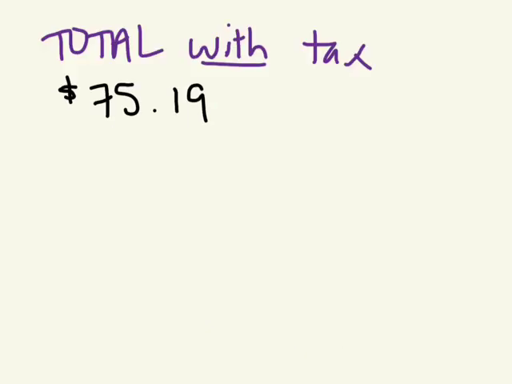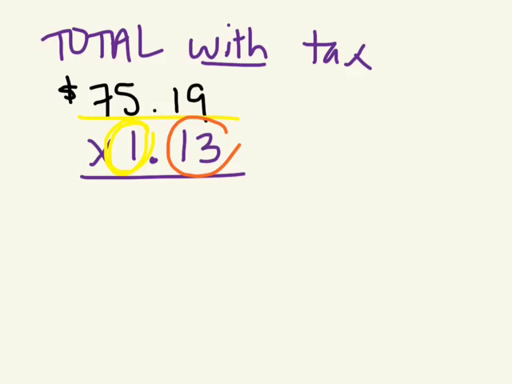If you want to know the total altogether in one step, all you have to do is take the price of the item, which was $75.19 in our example, and multiply it by 1.13 instead of 0.13. Why do you think that this will give us the total altogether by multiplying it by 1.13? The 1 represents this price. It's 75.19 times 1 is 75.19. So it's actually going to add that in as you calculate it. The 0.13 represents the tax. So if you just multiply it by 1.13, you should have the same answer we just calculated on the other page, where you have to do it in 2 steps.